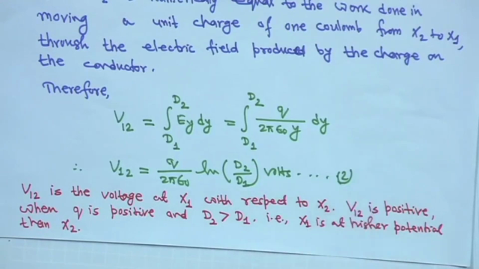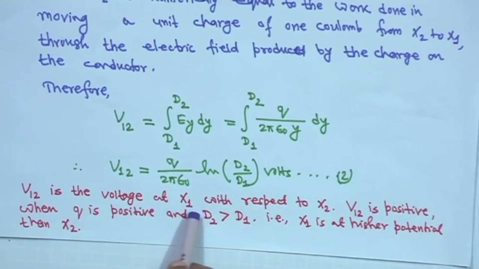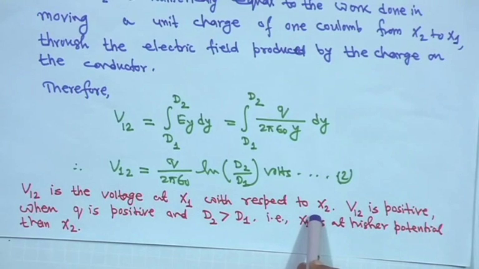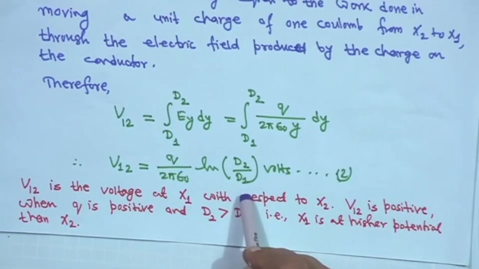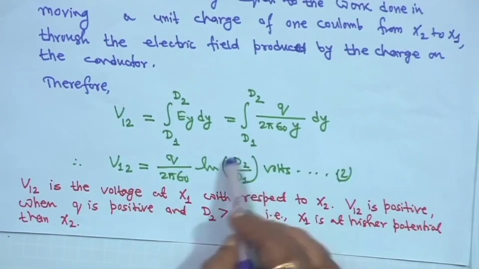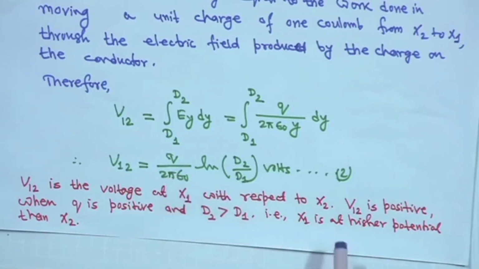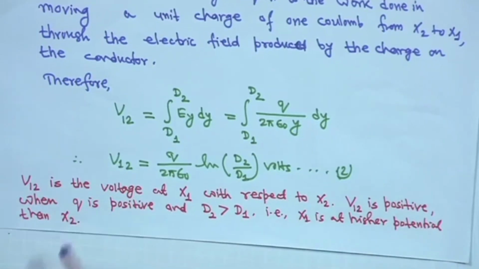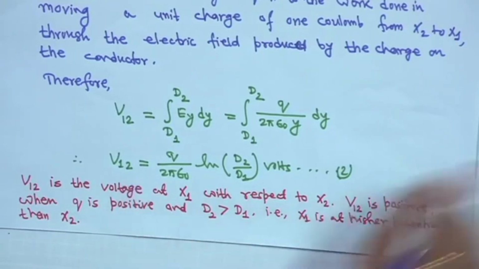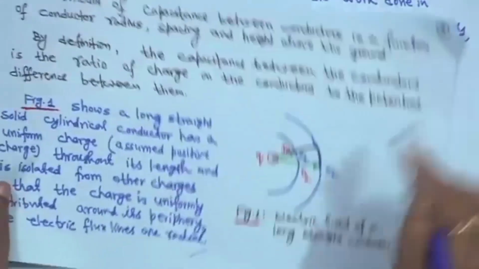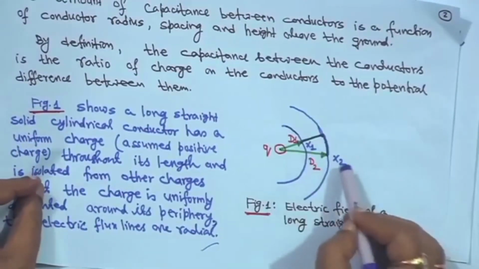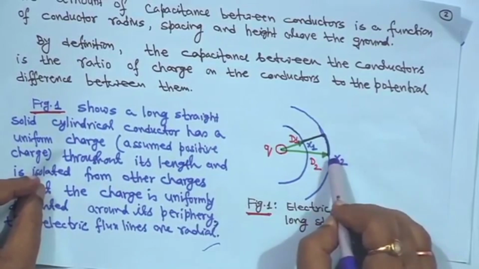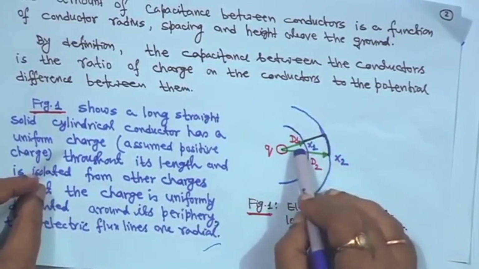This is equation 2. So V12 is the voltage at x1 with respect to x2. V12 is positive when q is positive and d2 is greater than d1, that is, x1 is at higher potential than x2. If V12 is positive, then x1 will be at higher potential than x2. If it is negative, then x2 will be at higher potential than x1.